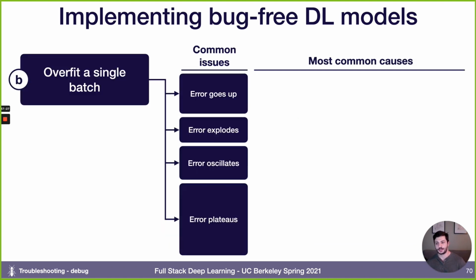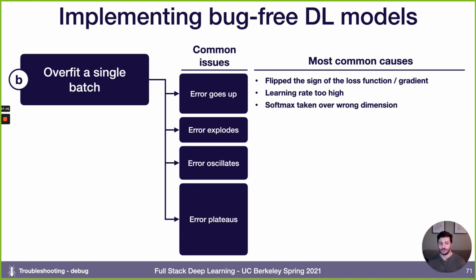So what are the things that could go wrong when you're overfitting a single batch of data? Well, instead of driving the error down to 0, in some cases, the error will actually go up. If the error goes up, the most common thing is that you've flipped a sign somewhere. So maybe you're optimizing the negative of your loss function instead of your loss function. But there are other possible sources of that problem.